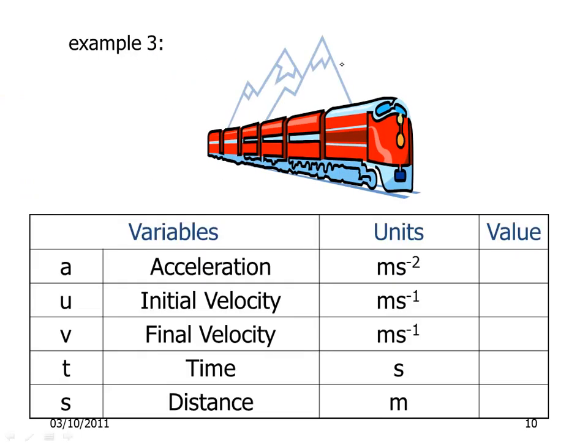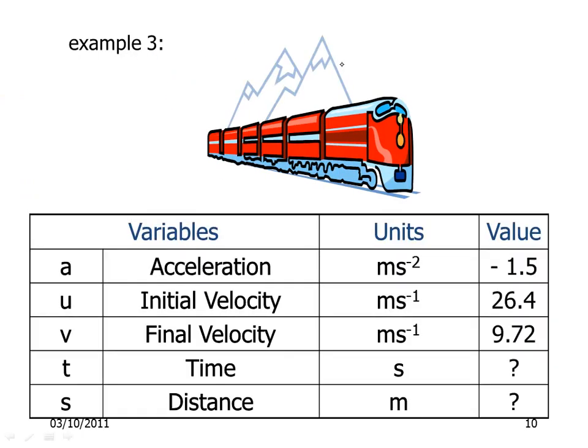I'm going to move on though, and this is another example that you could do. You can pause it, and I'll show the answers. I'll probably put them in a text file at the end. Here you've got a deceleration of minus 1.5 meters per second squared. You have an initial velocity and a final velocity, and you're asked to find the time and the distance.